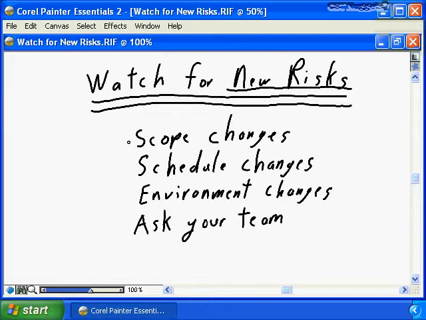Where can new risks come from? Scope changes. As the project scope changes, as you add functionality or remove functionality, risk events are going to change. You need to ensure that with each and every scope change, with each and every change control processed for your project, that you're identifying any new risks that are associated with the scope change.